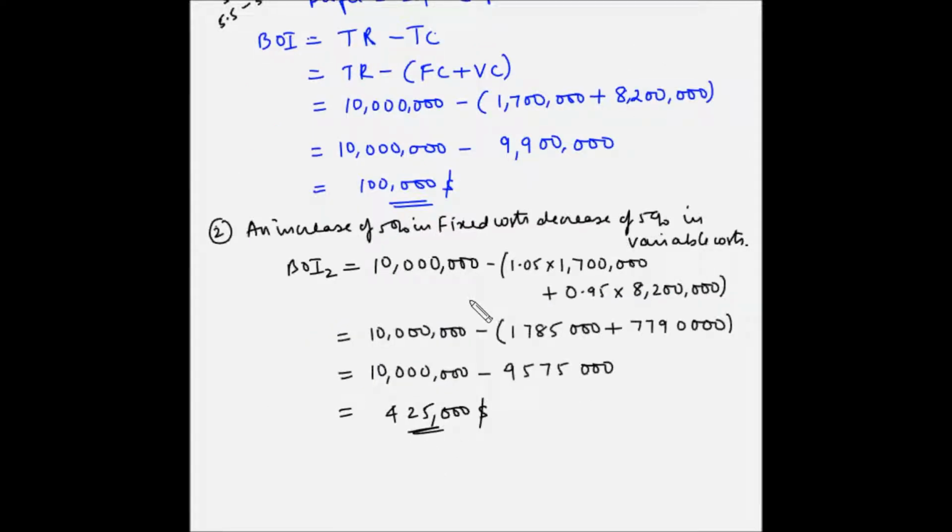So this is how you can analyze the impact of increase in fixed cost and decrease in variable cost on the budgeted operating income.